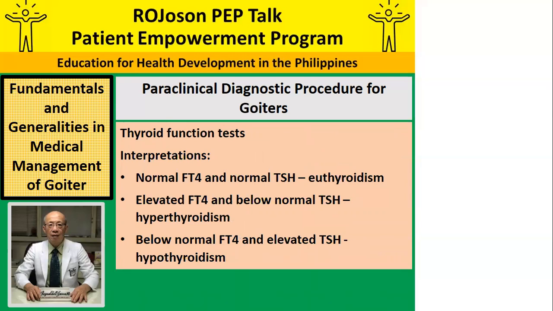Interpretations for thyroid function tests: if you have normal FT4 and normal TSH values, then euthyroidism. Elevated FT4 and below normal TSH, hyperthyroidism. Below normal FT4 and elevated TSH, hypothyroidism.